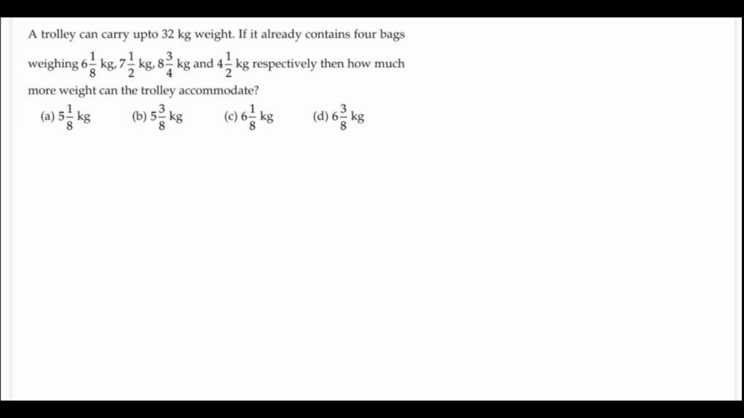A trolley can carry up to 32 kg weight. If it already contains 4 bags weighing 6 whole 1 upon 8 kg, 7 whole 1 upon 2 kg, 8 whole 3 upon 4 kg, and 4 whole 1 upon 2 kg respectively, then how much more weight can the trolley accommodate? Understand this question.